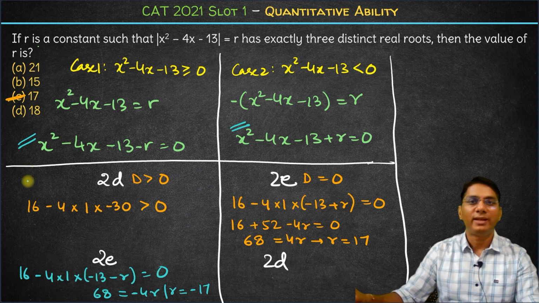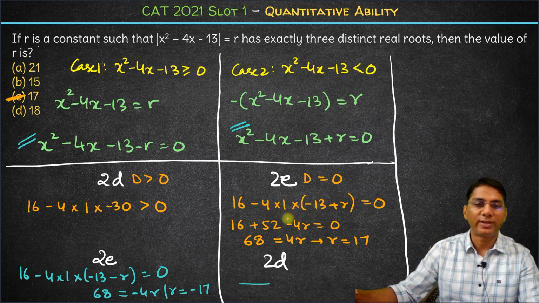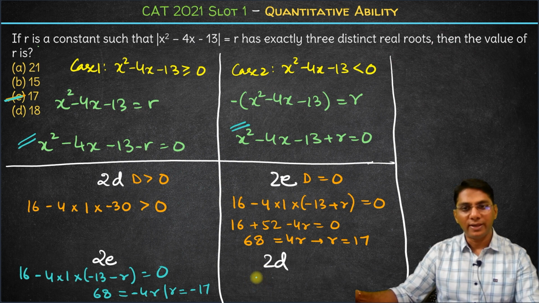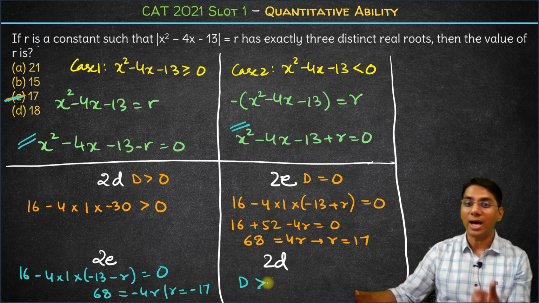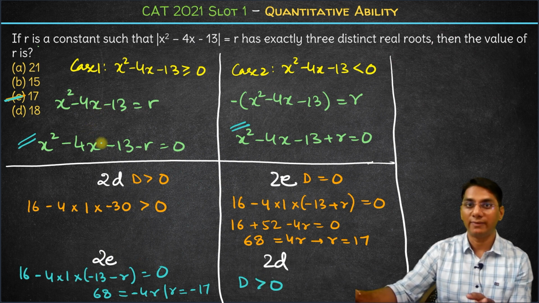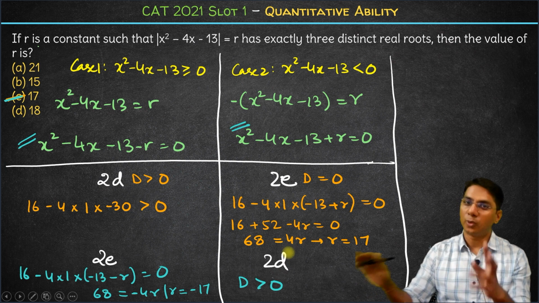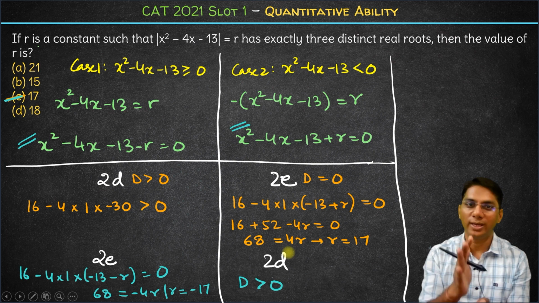Now r equals minus 17 is not there in the options, right? So no need to check this part. r equals 17 itself is the right answer. But if you do check, when r is minus 17, the discriminant of the other equation will come out to be greater than 0. So even for r equals minus 17, this quadratic will have equal roots and the other quadratic will have distinct roots. So you'll have a total of 3 distinct roots when r is minus 17. So both values of r are possible, plus 17 as well as minus 17. But since the options have only plus 17, we will mark option C and move on.